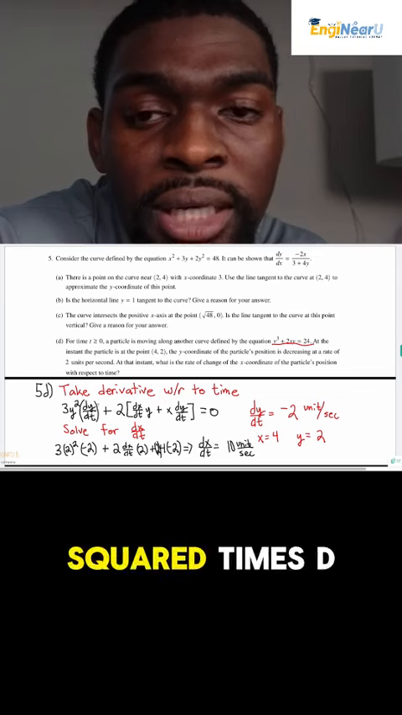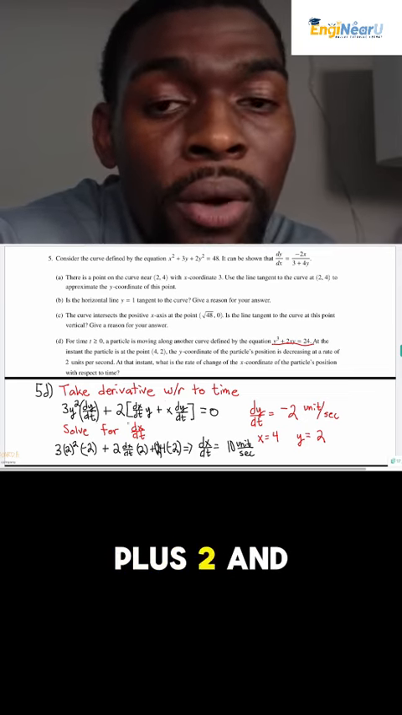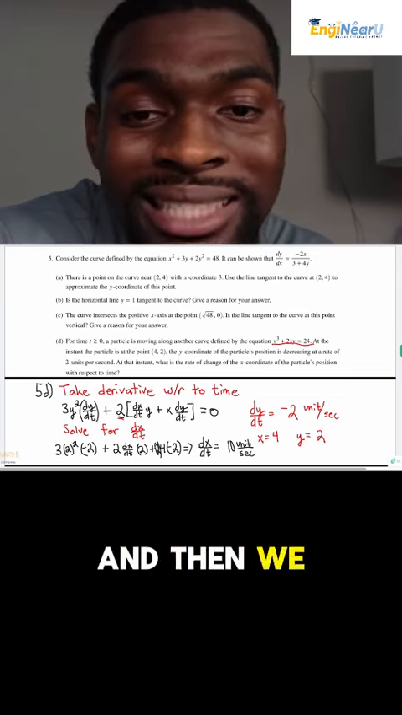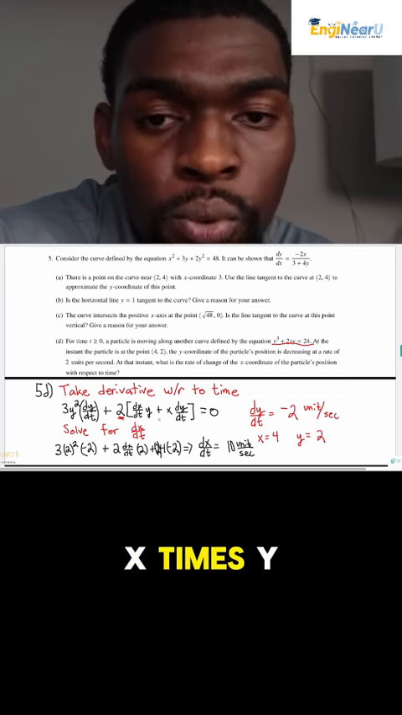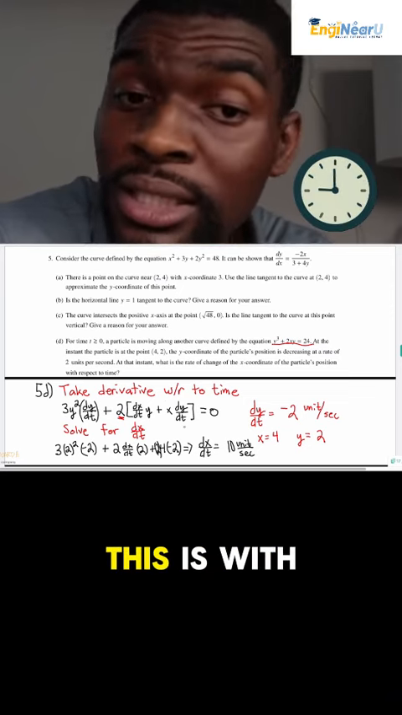So we end up getting 3y squared times dy dt plus 2, and I always pull my 2 out here when I'm doing a product rule, and then we get dx dt times y plus x times dy dt. Again, this is with respect to time.